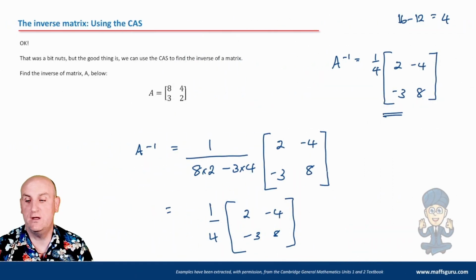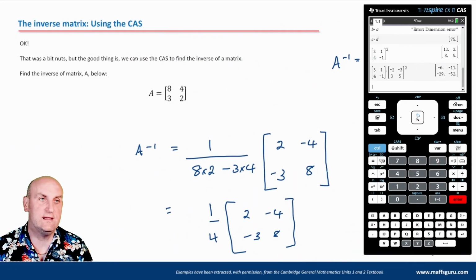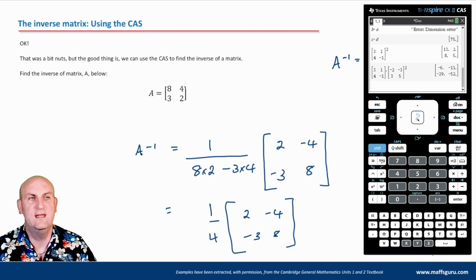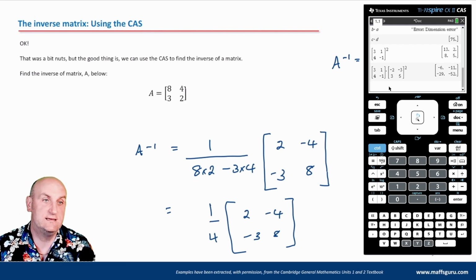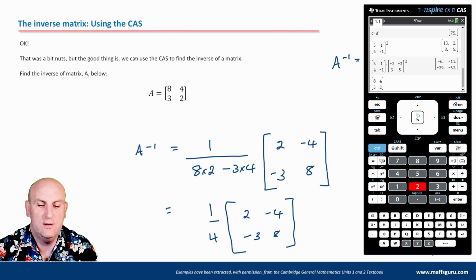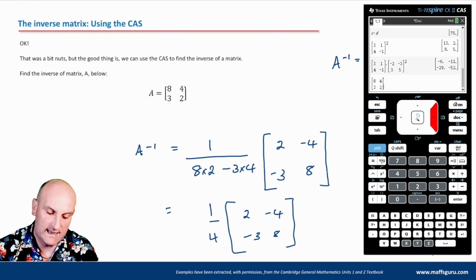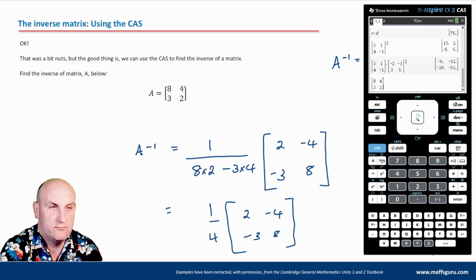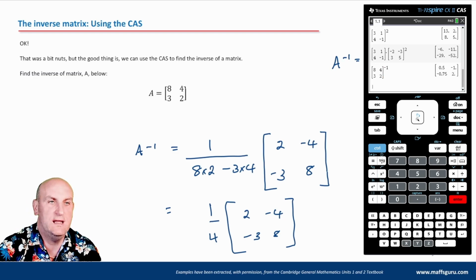Now again, I'm going to show you how to do that on a calculator, and in ClassPad, guys, it's pretty much the same, all right? So what I'm going to do here is I'm going to use the calculator notation. So let's do that. So I've got 8, 4, 3, and 2. And again, I can raise that to the power of minus 1 to find my inverse. So I'm going to raise that to the power of negative 1, and I'm going to hit enter.